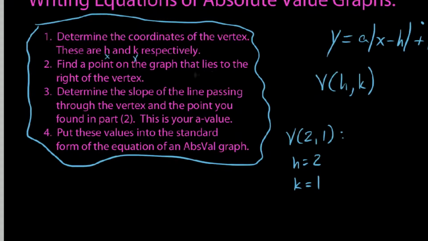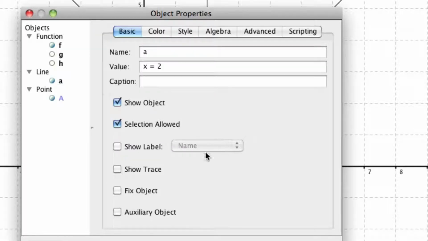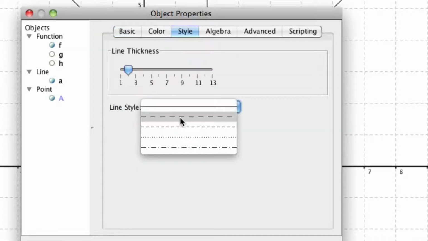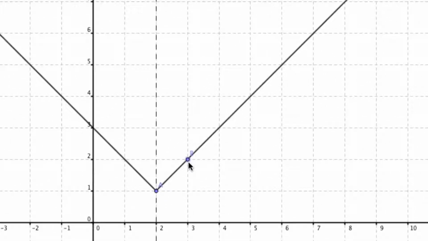Step 2 says find a point on the graph that lies to the right of the vertex. Now this is important: to the right of the vertex. I'll put in the line x equals 2 in this case, and change the style of it so that it's a dotted or dashed line. You can see this here. That's our axis of symmetry, but we want to pick a point to the right of the vertex. By to the right, I mean any point on the graph so long as it's to the right of the vertex. For example, I could choose that point, this point up here, or any of these points.